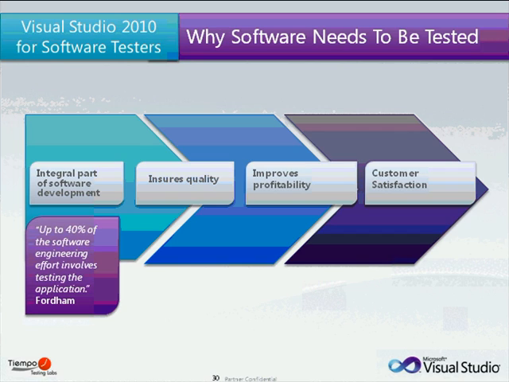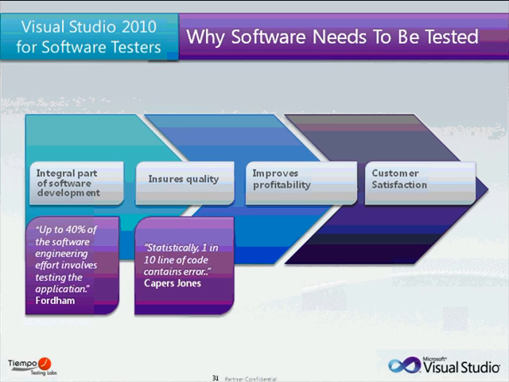So why does software need to be tested? Well, first, because testing is an integral part of the software development process. You just don't code and bring it to market. You have to test your software. Up to 40% of the software engineering effort involves testing the application, either by a tester or a developer. That's a large number, and I think that's surprising to many people. Up until now, there has not been a testing tool that has addressed the needs of the majority of the software testing activity, and now with Visual Studio 2010, that is available. So that's an exciting development and opportunity.